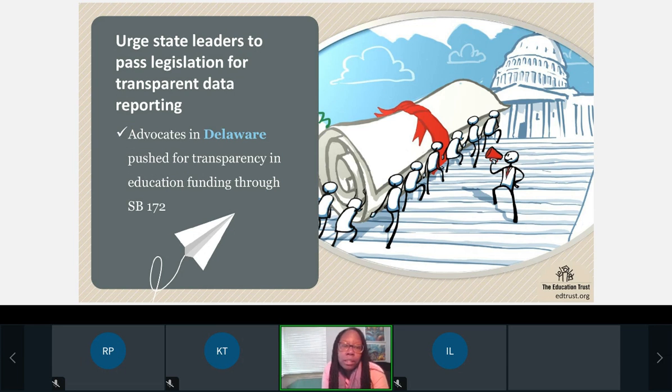Or you can urge leaders in your state to pass legislation requiring transparent data reporting. That's exactly what advocates in Delaware did. They pushed for additional transparency beyond the requirements of ESSA to get the state of Delaware to report super equity-oriented data. Specifically, that law had a few additional requirements around making sure that it was easy to tease out the differences between spending in charter schools and spending in traditional public districts.